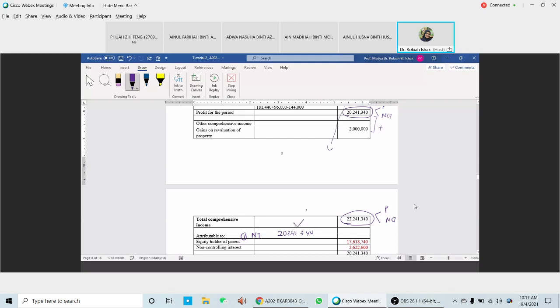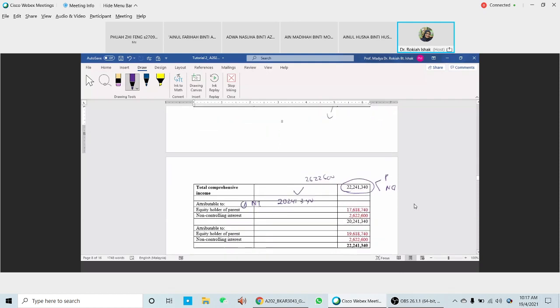So for NCI, we already allocated 622,600 from the previous journal entry. So the remaining balance to the parents here will be 17,618,740. This one is the first attributable to. The second attributable to here is related to the statement of comprehensive income. For this one, the comprehensive income also needs to be allocated to parent and NCI. But remember that the amount that we allocate to the NCI is the same as what we have for the profit, because later on this will become one of the items in the statement of financial position.